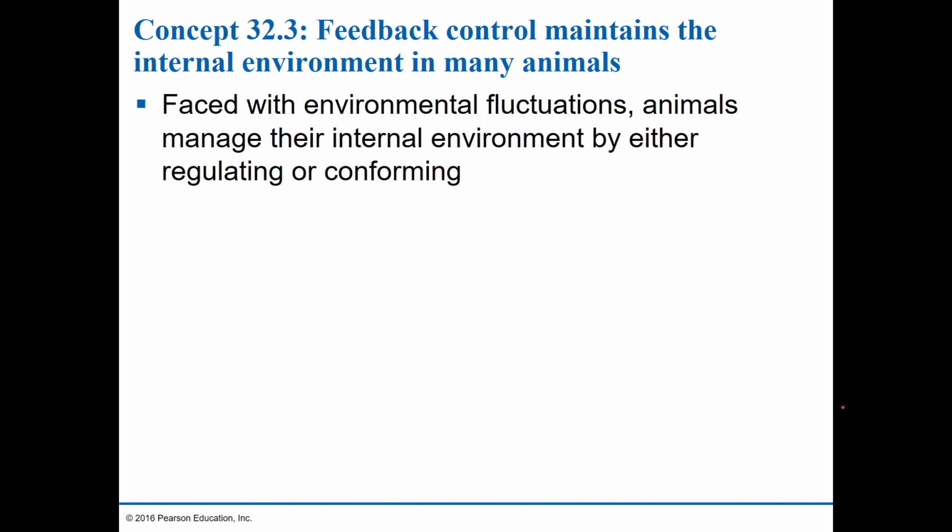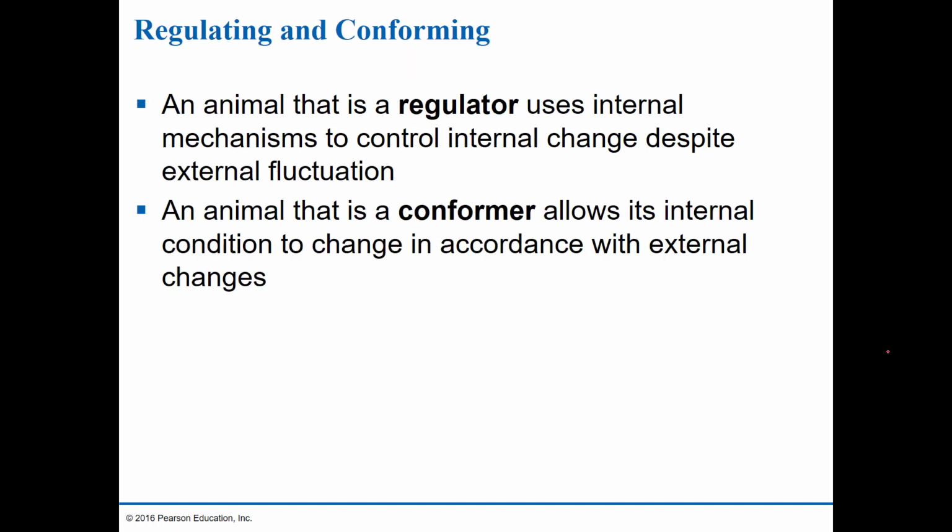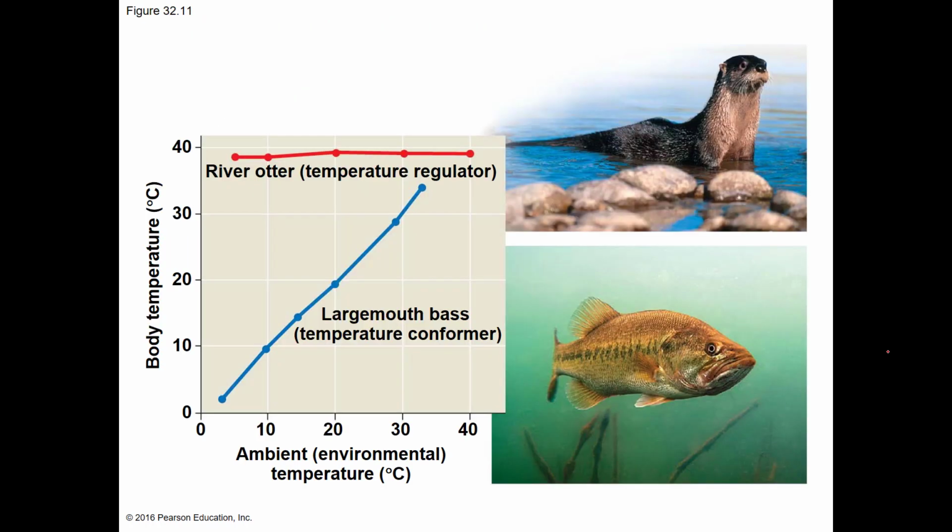Okay, so faced with environmental fluctuations, animals have got to somehow manage their internal environment by either regulating it or conforming to it. An animal that is a regulator uses internal mechanisms to control internal change despite external fluctuation. A great example of this is a warm-blooded creature, right? The temperature is regulated inside. It doesn't matter what the temperature is outside to some extent. An animal that's called a conformer allows its internal conditions to change in accordance with external changes. That would be like a cold-blooded animal, right?